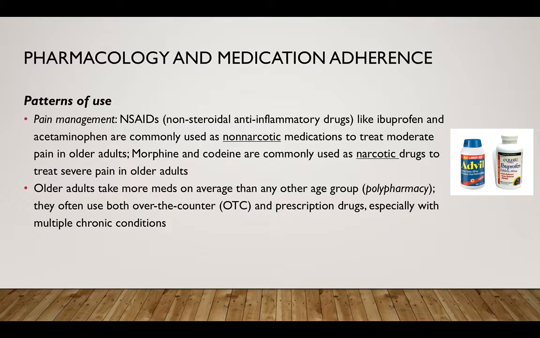Older adults take more medications on average than any other age group. This is called polypharmacy, or multiple medications, usually 6 or 7. They often use both over-the-counter and prescription drugs, especially with multiple chronic conditions.